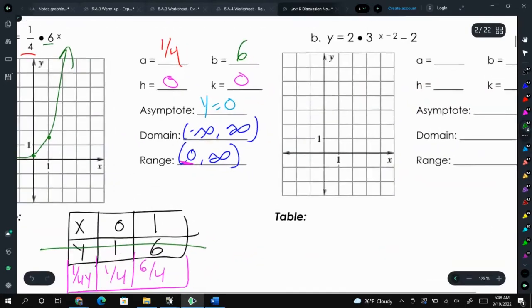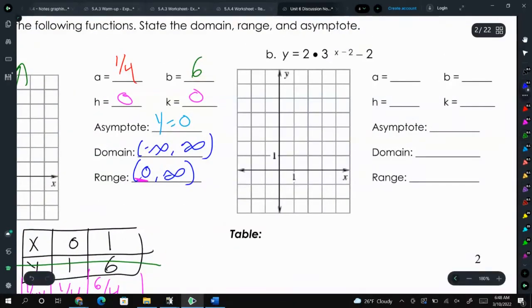Now, over here, we have some h and k values. So if we look at this, the number that is being multiplied out front is 2, so that is our a value. 3 is being raised to the power, so that is b. Our h value is 2, and our k value is -2. So what that means is that our asymptote is going to be at y equals -2. Our domain, (-infinity, infinity). And our range is going to be (-2, infinity). Now for our table.